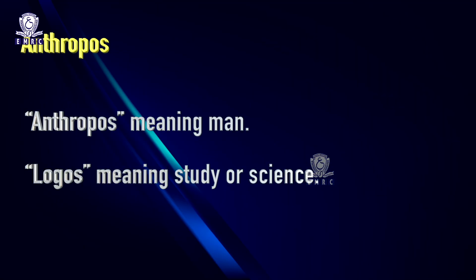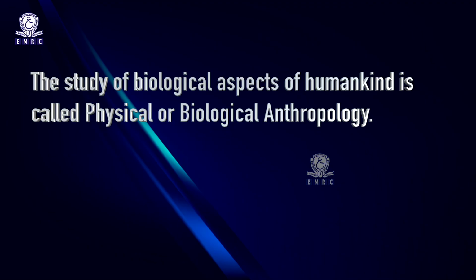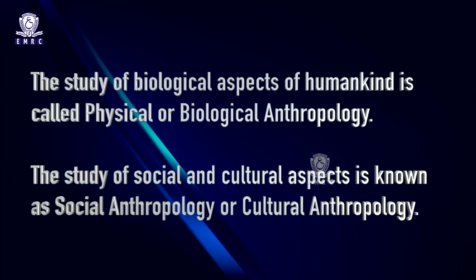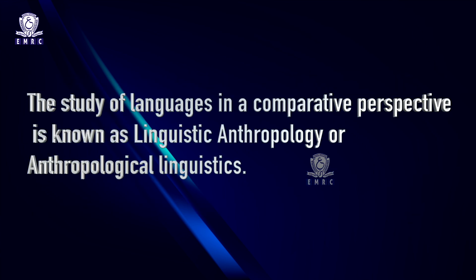Similarly, the term anthropology is derived from two Greek words, anthropos meaning man and logos meaning study or science. It is a scientific study of man in all its dimensions, both biological and socio-cultural. The branch of anthropology that studies the biological aspect of humankind is called physical or biological anthropology, while the study of social and cultural aspect is known as social anthropology or cultural anthropology. The third branch of anthropology is study of language in a comparative perspective. It is known as linguistic anthropology or anthropological linguistics.